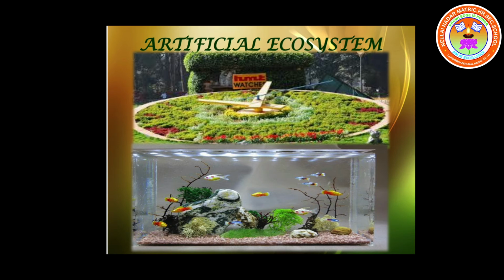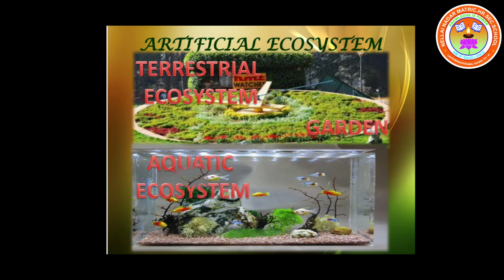Next is artificial ecosystem. Artificial ecosystem is called a man-made ecosystem. Again, it is classified into two types. One is terrestrial ecosystem, example is garden. Aquatic ecosystem, example aquarium. You can see this artificial ecosystem does not occur in nature. It is man-made. You can see a garden, a park which is created by man. Likewise, aquatic ecosystem, aquarium is a man-made system, right?